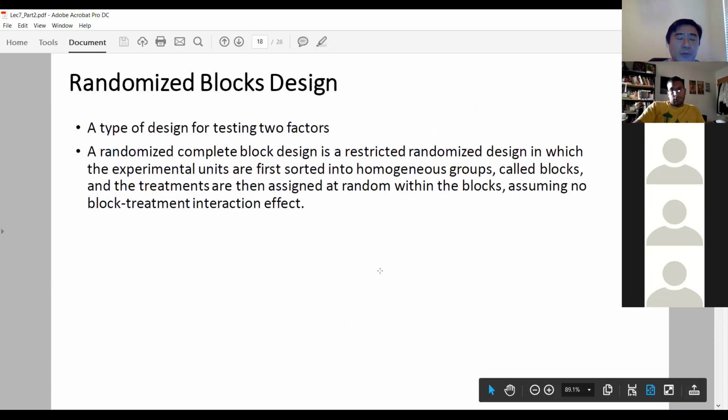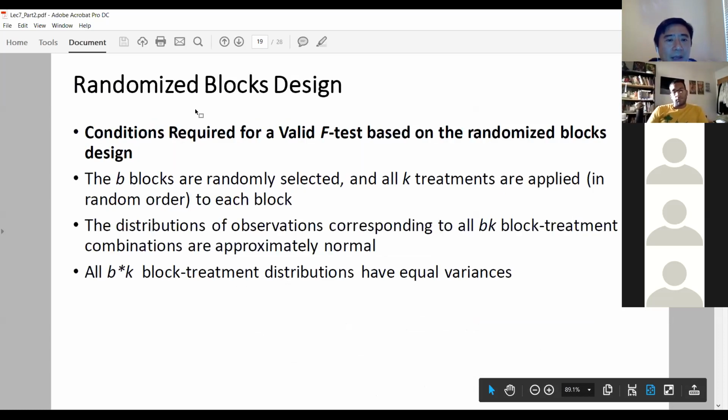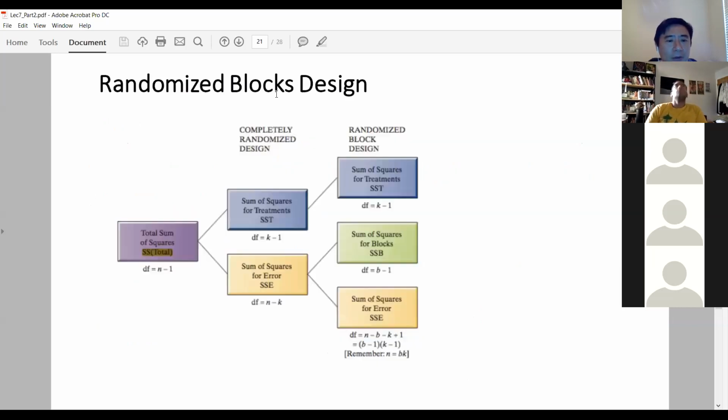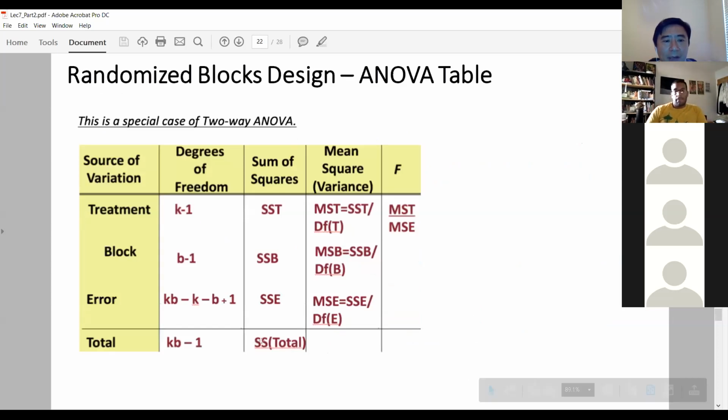All right, so that's the two-way ANOVA, and I also talked about the specific design we call the randomized block design. This is a specific example of the two-way ANOVA design. You have one factor specified first in the block, so you have a block effect, and also a treatment effect, but you randomly assign the treatment within each block.